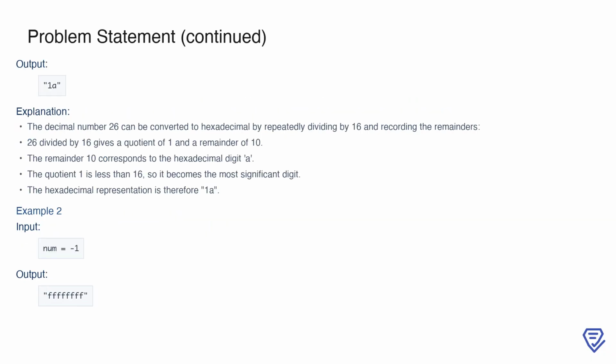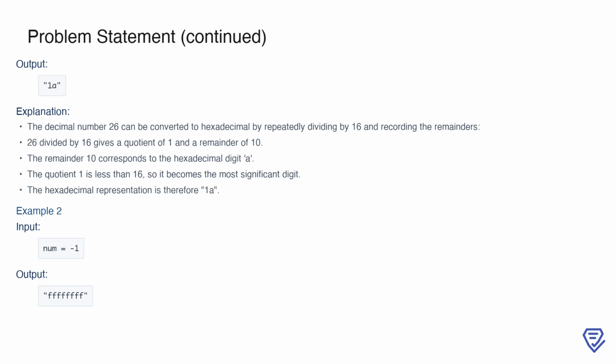Let's explore an example. If the input number is 26, we convert it to hexadecimal by repeatedly dividing by 16 and recording the remainders. First, dividing 26 by 16 gives a quotient of 1 and a remainder of 10. In hexadecimal notation, the remainder 10 is represented by the letter A. Since the quotient 1 is less than 16, it becomes the most significant digit. Therefore, the hexadecimal representation of 26 is 1A.